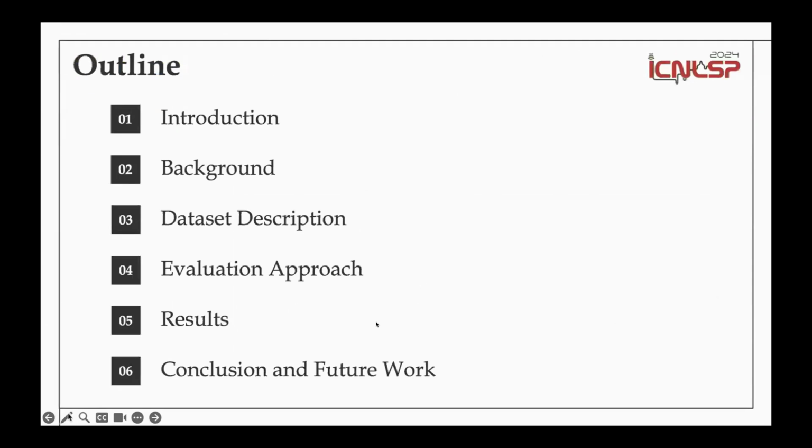So the outline of this presentation is: firstly, I'll be starting with introducing our topic with the problem formation and the contributions of this work. After that, I'll be discussing the background of the study with previous research in the field. Following that is a description of the dataset used in the study. And after that, I'll be discussing the evaluation approach that we followed with the results discussion. And lastly, I'll be concluding our work with a future work discussion.